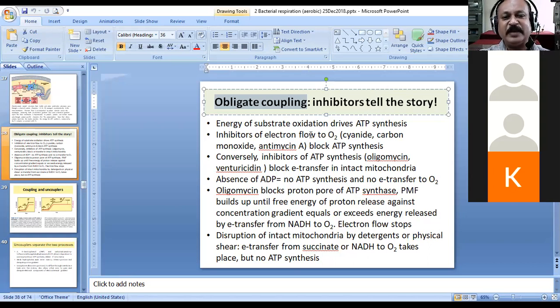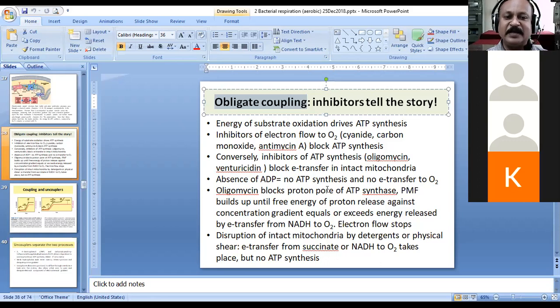Inhibitors of electron flow to oxygen, for example, cyanide. I have already talked about it in the earlier lecture. Then there is carbon monoxide or antimycin A. So these are all inhibitors of the electron transport chain. And if these inhibitors are used to stop the electron flow, then what has been observed is that it also blocks the ATP synthesis. ATP synthesis also is inhibited when electron flow is inhibited.